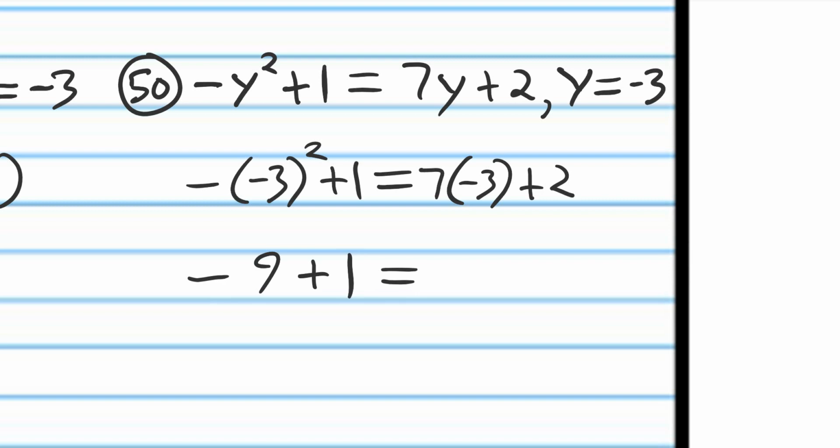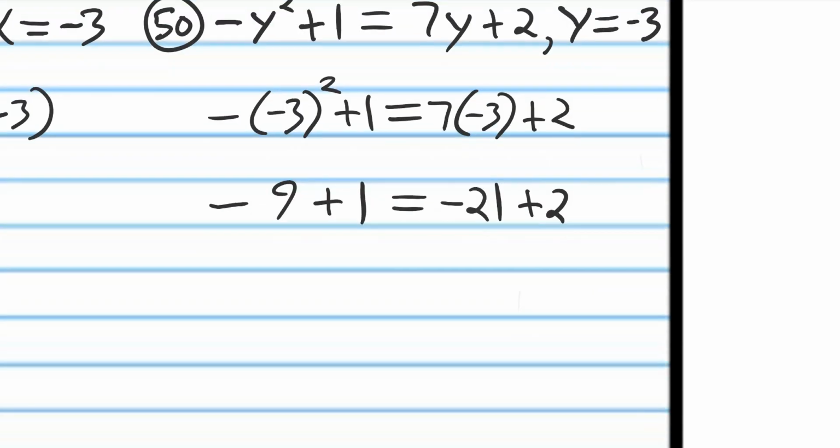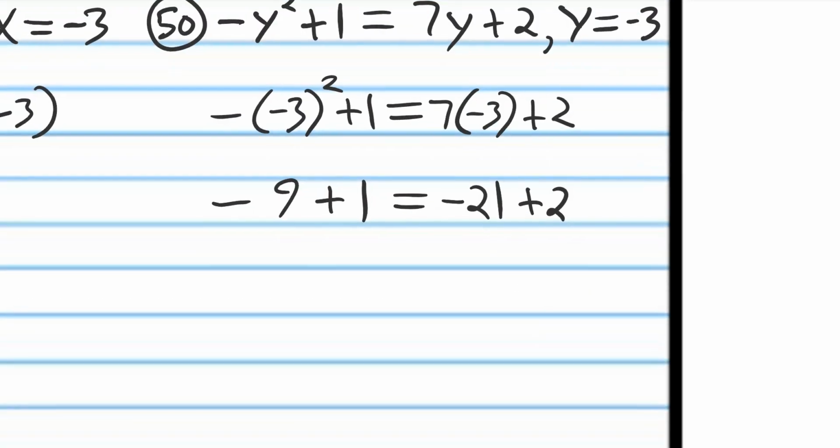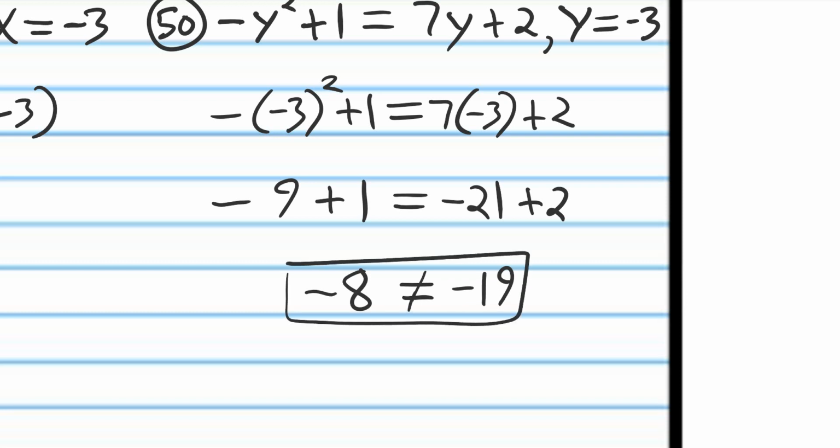7 times negative 3 is negative 21. And negative 9 plus 1 is negative 8. And negative 21 plus 2 is negative 19. So you can see that that doesn't work. So it is not a solution. No.